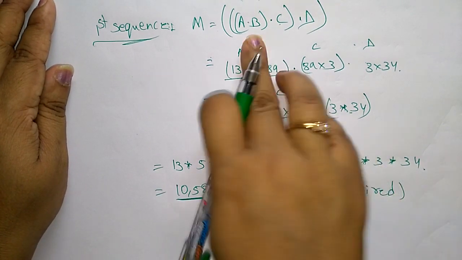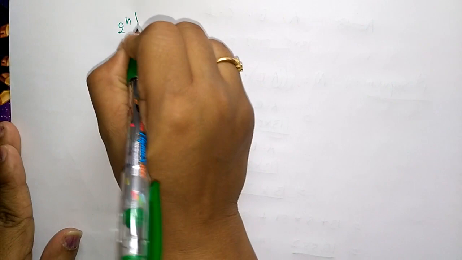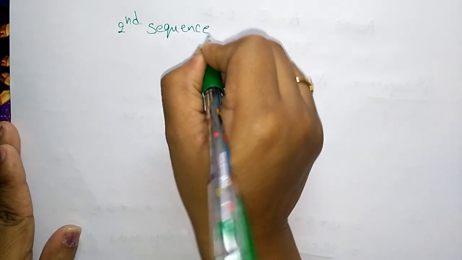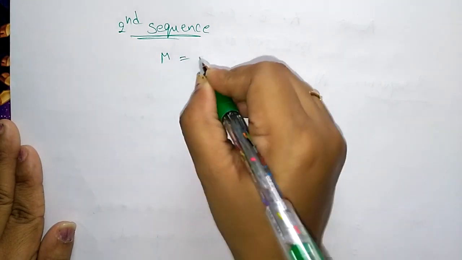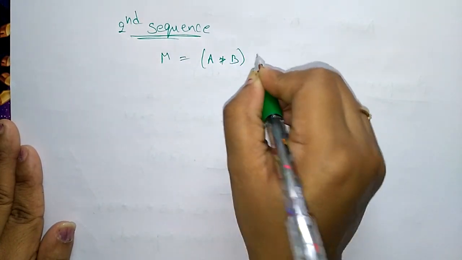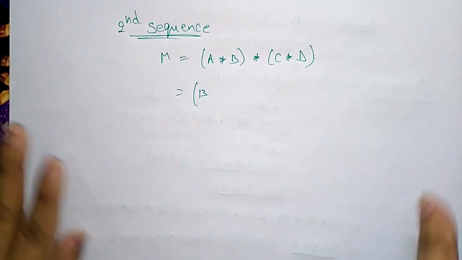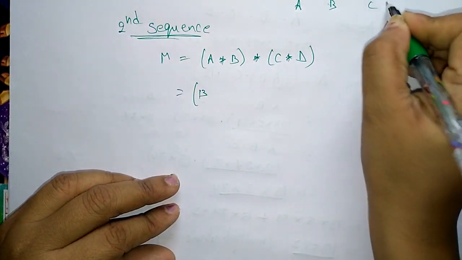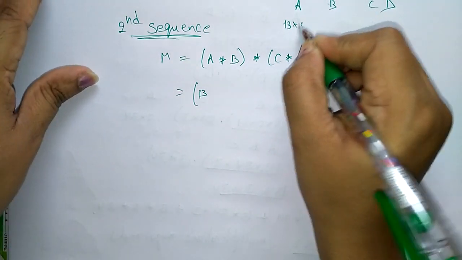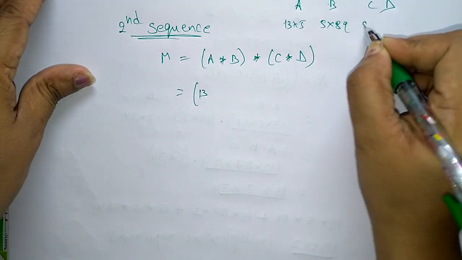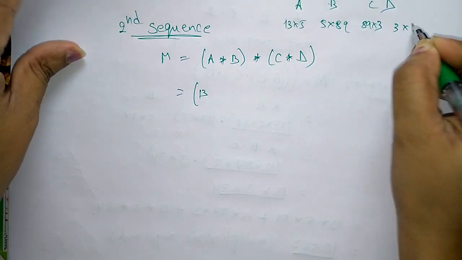Now let us take another sequence. I'm just showing here a general method, not using the dynamic approach. I'm just explaining the general method, the second sequence. So the second sequence is I'm taking M is equal to A into B into C into D. Let me write again, A, B, C, D. So A is 13 by 5, 5 by 89, 89 by 3, and 3 into 34. Is it right? 3 into 34, right.